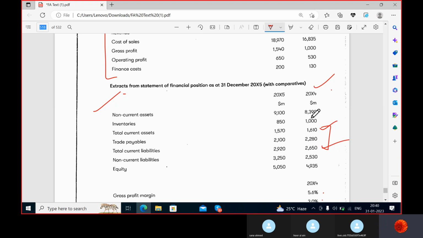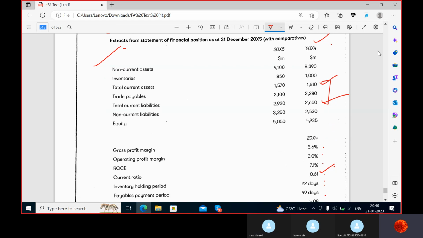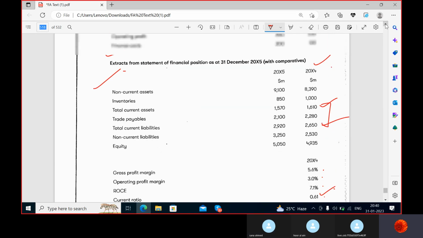Hello, what are you doing? So 0.6:1. When you divide the total of current assets by the current liabilities, you get 0.61. Okay, 0.61. Can you do the quick ratio for this?